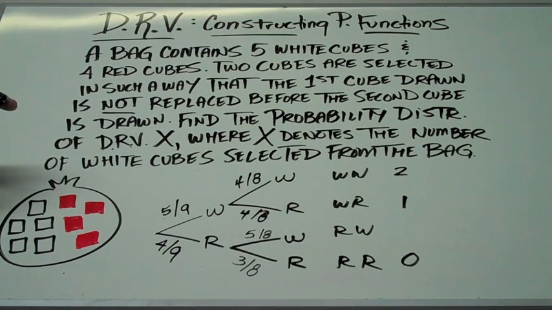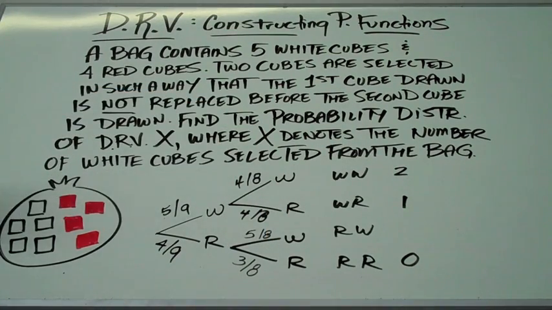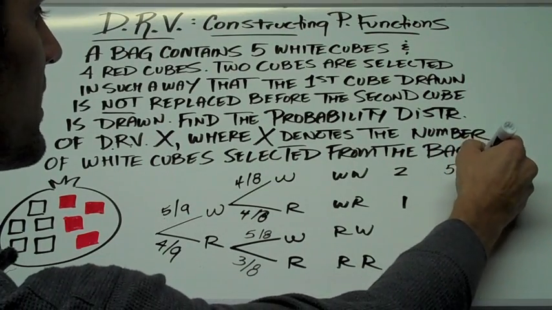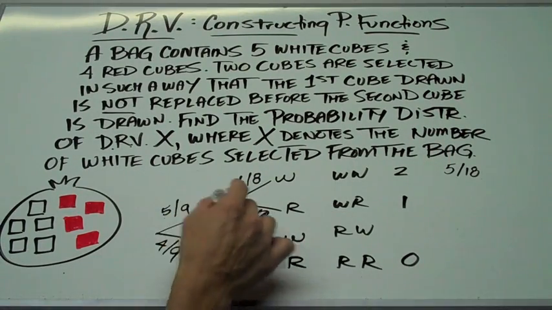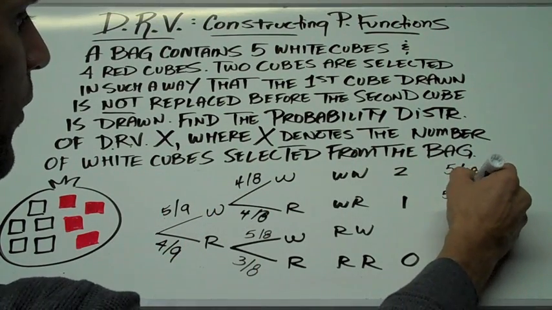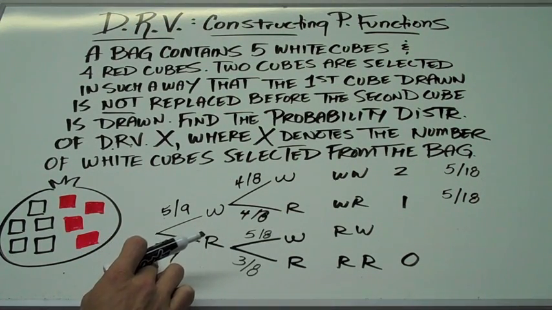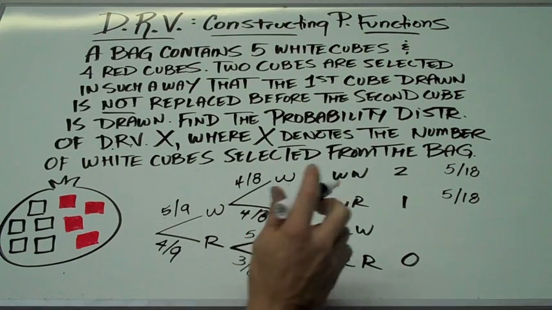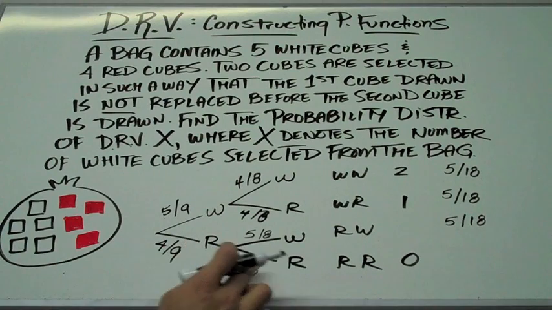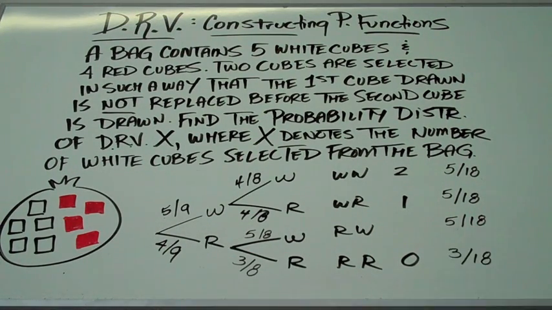We have to go back to Bayes' law of total probability. The probability of going white, white is simply 5 over 9 times 4 over 8. When you multiply and simplify, you get 5 out of 18. The possibility of going white, red is simply 5 over 9 times 4 over 8, which again is simplified to 5 over 18 when you do that math. The possibility of going red, white is 4 over 9 times 5 over 8, which again is 5 over 18. And last but not least, red, red is 4 over 9 times 3 out of 8, which simplifies to 3 out of 18 when you do the math and simplify.